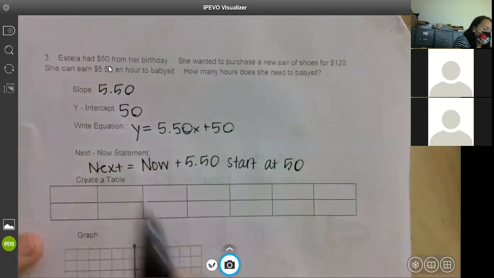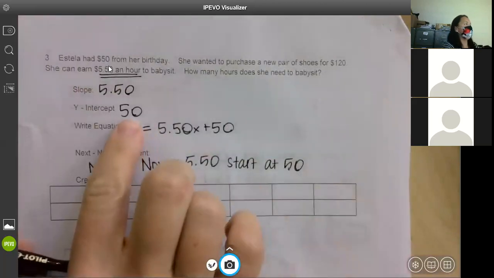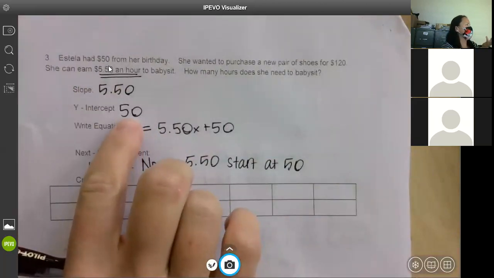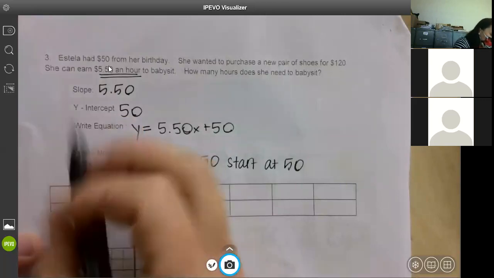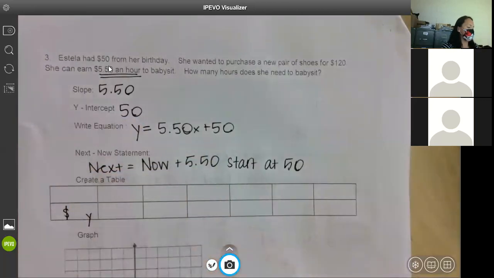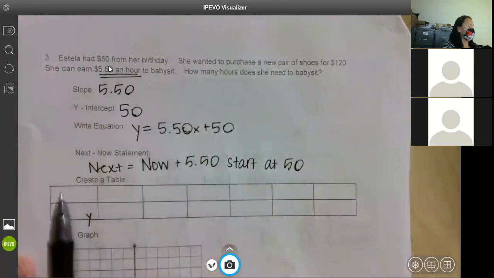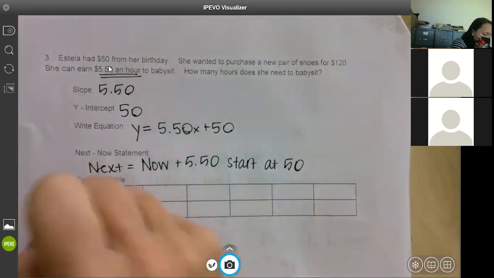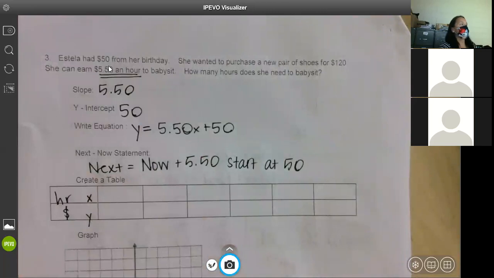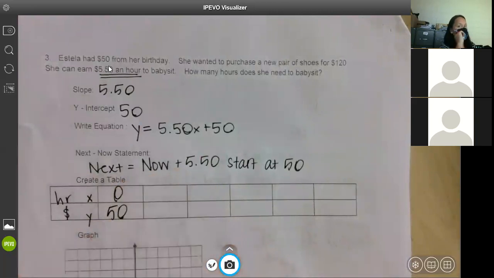Create a table. It's $5.50 an hour. Your y-intercept was 50. What is that? 50 what units? Dollars. It's your money. So your money is y. So if it's money per hour, what is your X? Hours. We always start our table with our y-intercept. So we started with 50.